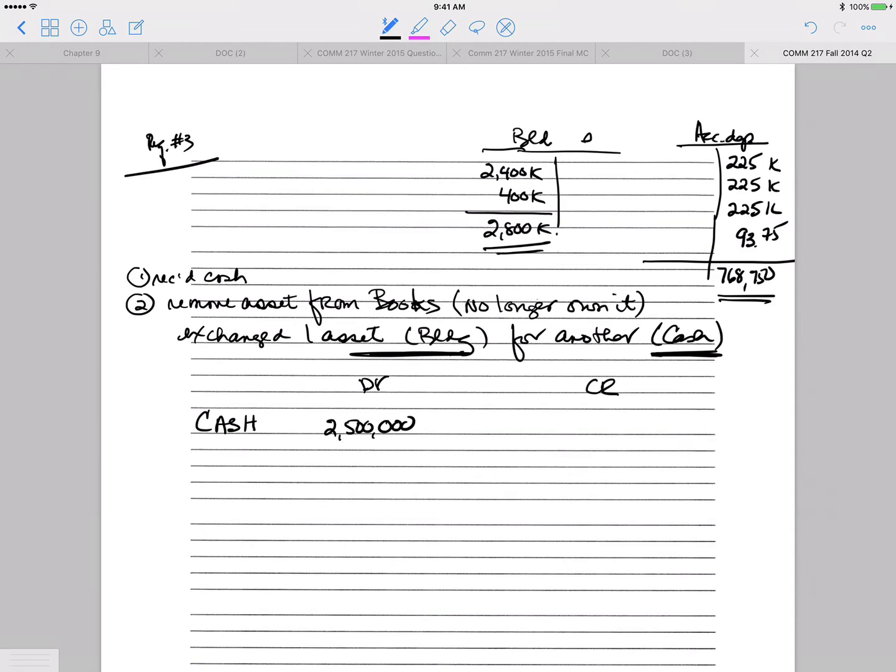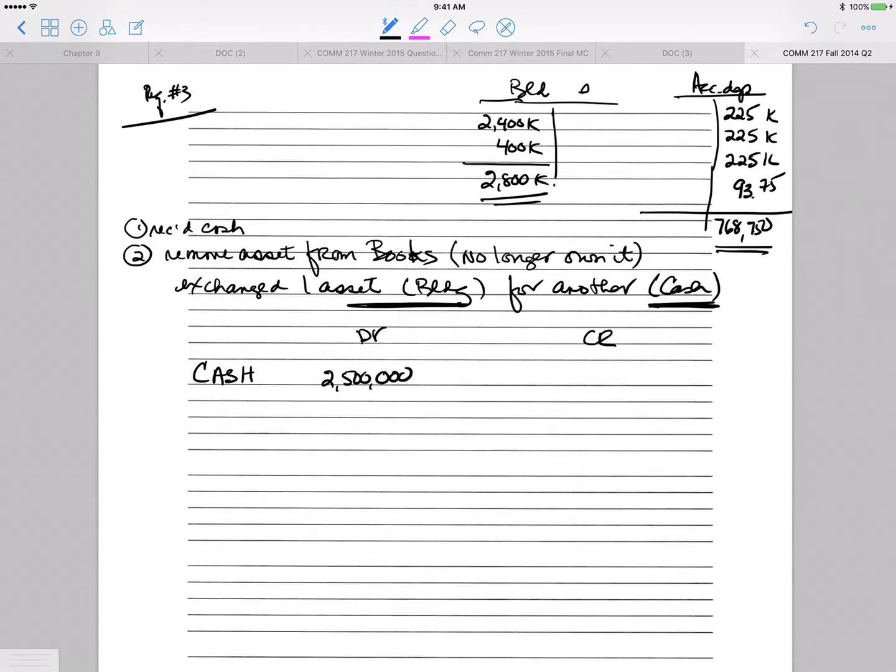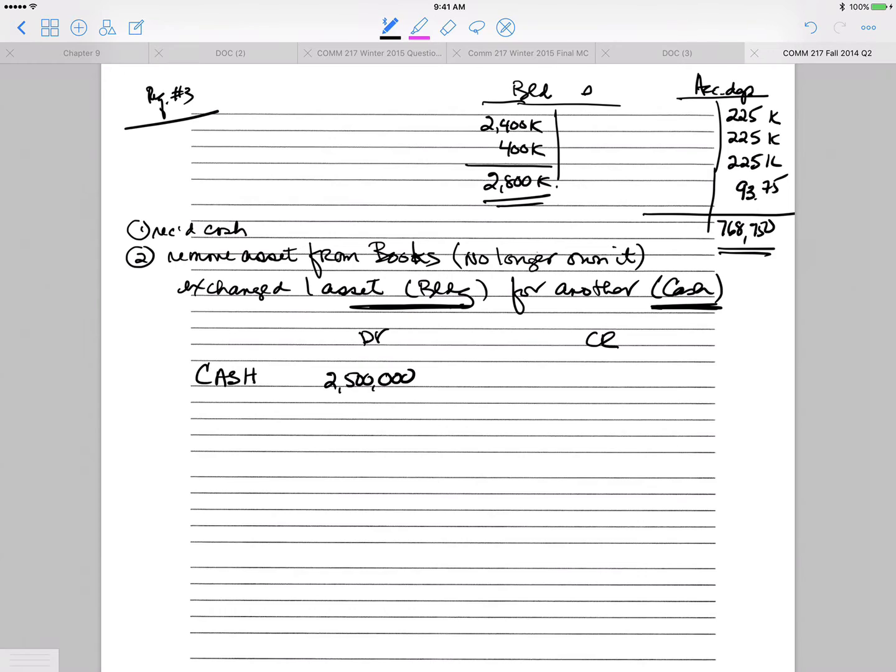So that's where we're getting in. What are we giving up? Well, the building. So since we no longer own it, we have to remove it. We have to remove both the building and any accumulated depreciation from our books. So how do you remove $2.8 million? Well, you credit this, $2.8 million, and that gets rid of this. We have to get rid of our accumulated depreciation, and this is a credit, so how do you get rid of it? You debit it. $768,750.